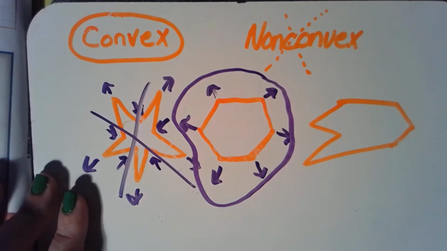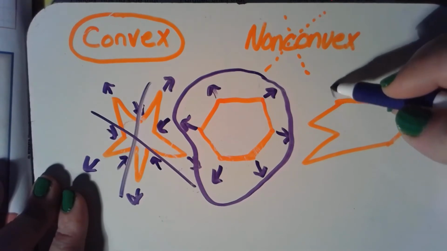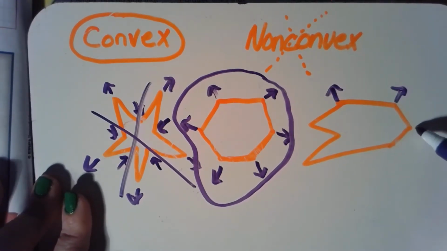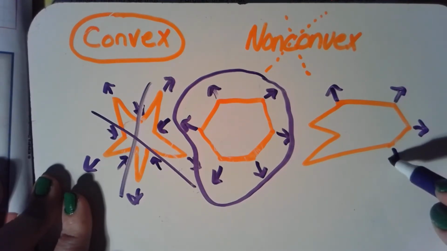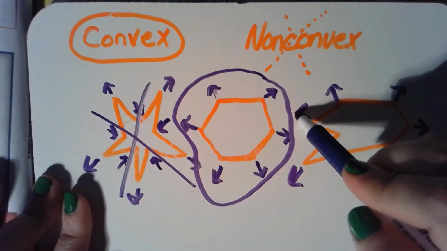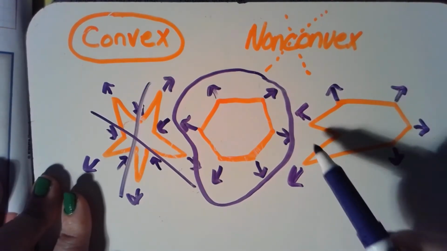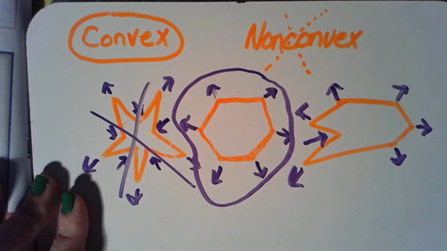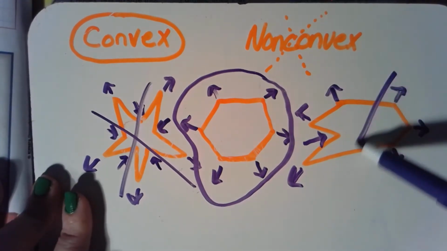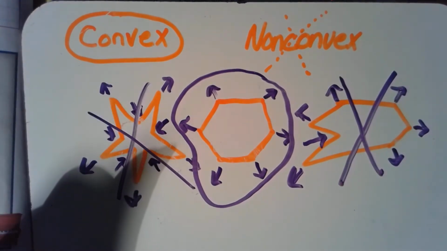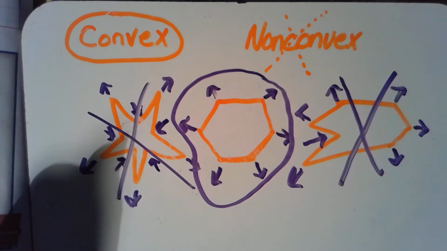Let's just do one more. So I'm looking at my vertices, my points where the 2 lines meet. So far they're going out, out, out, out. But look at this one. This one points inward like a cave, doesn't it? So for this one, I'm going to go ahead and put an X. It is non-convex, or we can say concave.